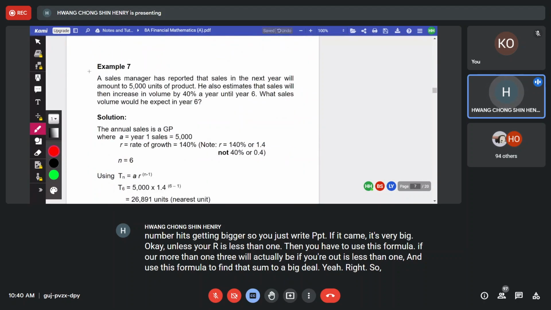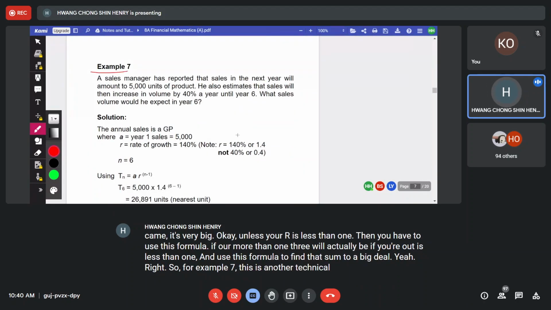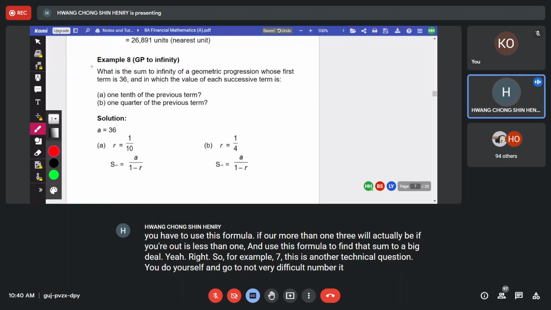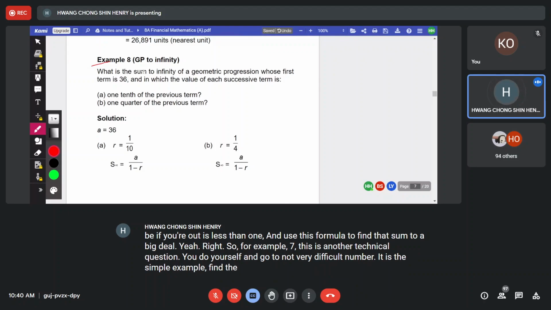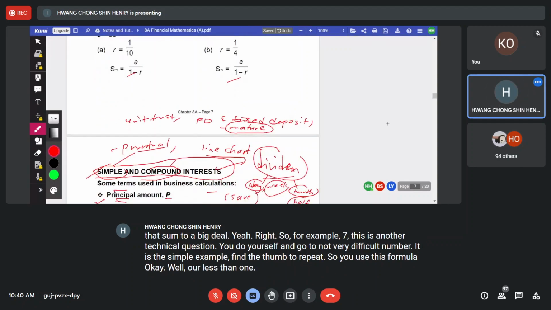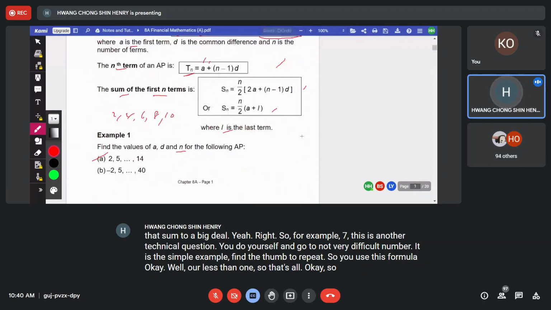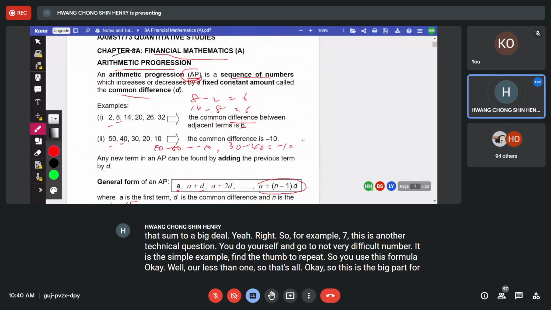Alright, so for example 7, this is another technical question, you do it yourself. Okay, go through, not very difficult. Number 8 is a simple example. Find the sum to infinity. So you use this formula, for both r less than 1. So that's all. Okay, so this is a big part for questions.